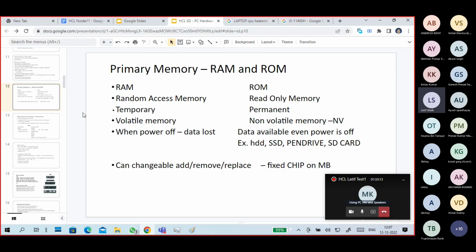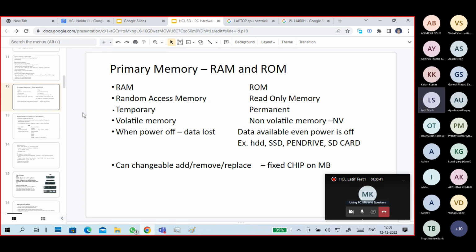Okay guys, what are the primary memories? RAM and ROM. Read-only memory, random access memory. There are two primary memories. One is RAM, another one is ROM. RAM is a temporary memory, ROM is a permanent memory. RAM is volatile memory, ROM is non-volatile memory.